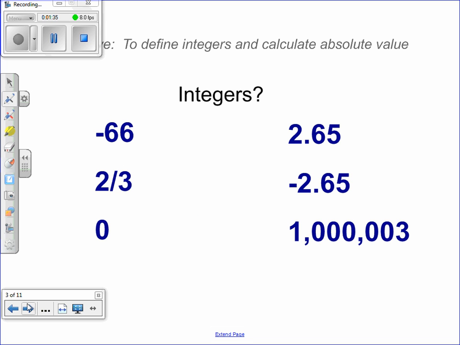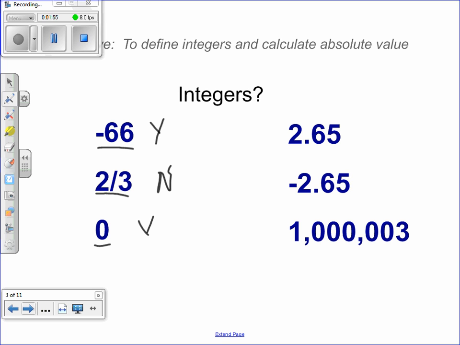So the question here, integer or not? Integer, raise your hand if you know the answer. Ha, got some of you. You're watching this video at home and you still raised your hand. -66, not a fraction, doesn't have a decimal part, so yes, that is an integer. 2/3, well, fraction right there, no way.